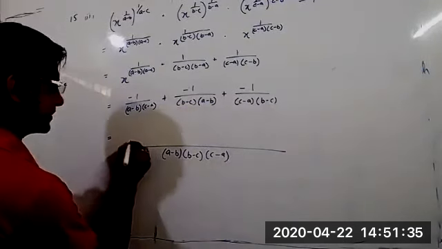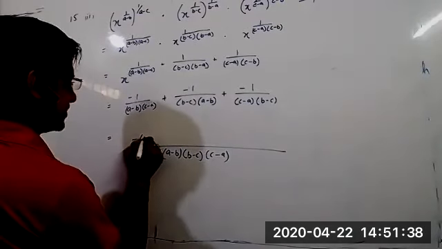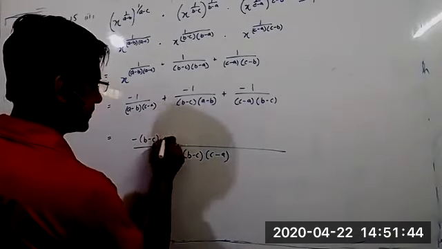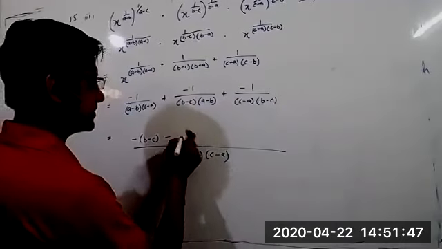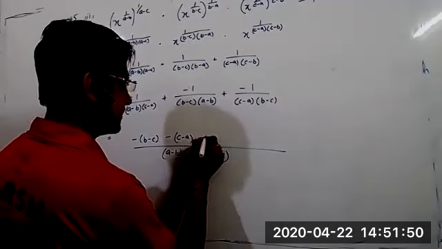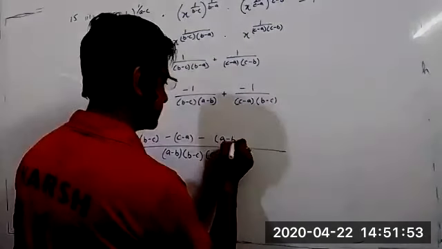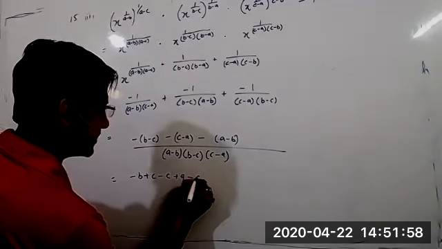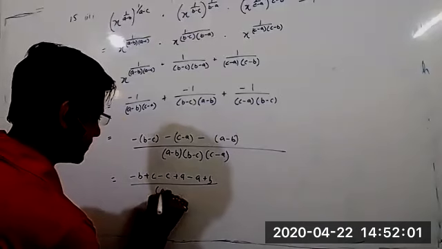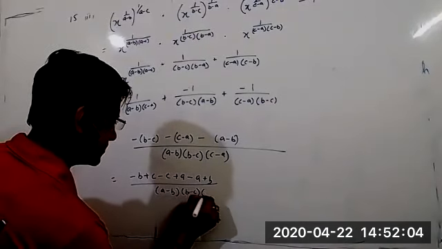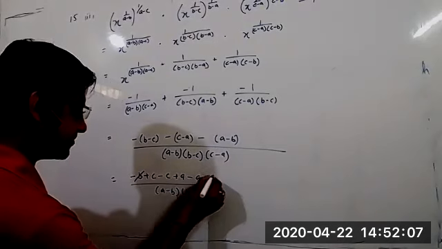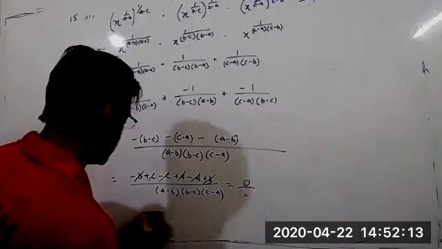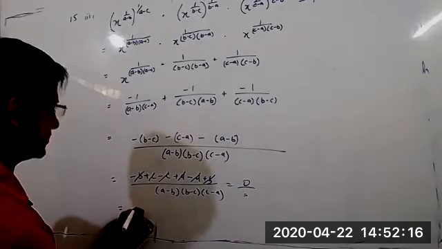Correct? So, see this: b minus c, minus b, minus c, c minus a, minus a minus b, a minus b. Minus b plus c minus c plus a minus a plus b by a minus b, b minus c, b minus a, minus b plus b minus a plus a minus a plus c. 0 by this equals 0.